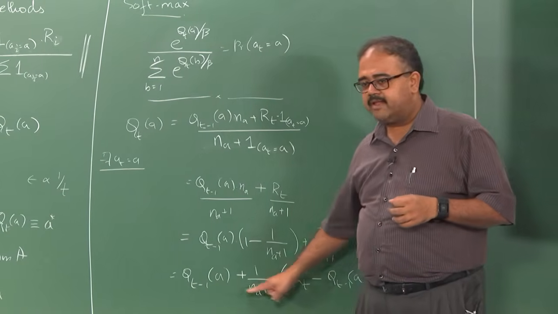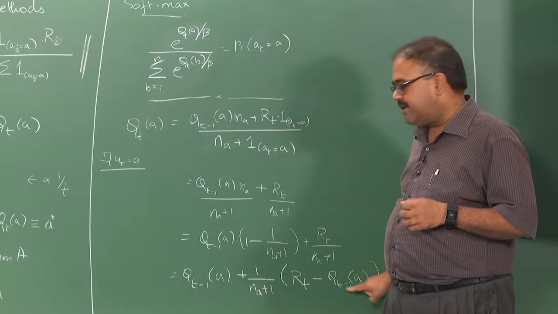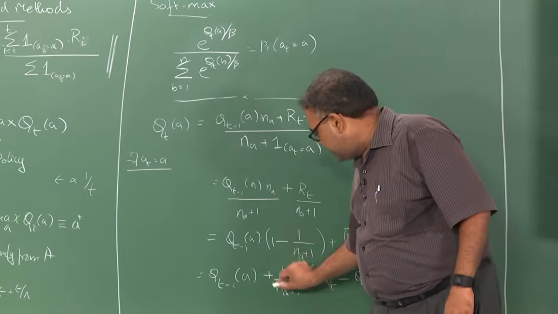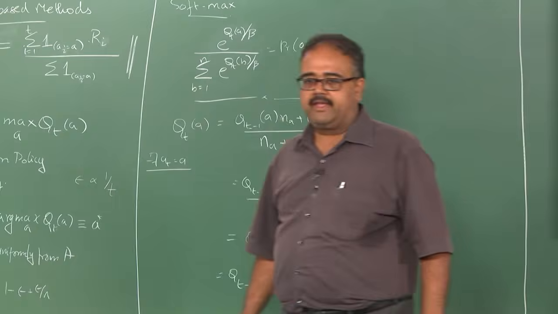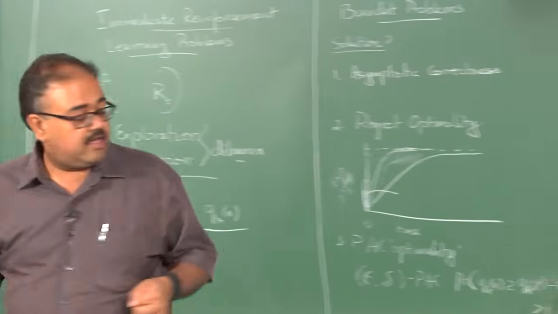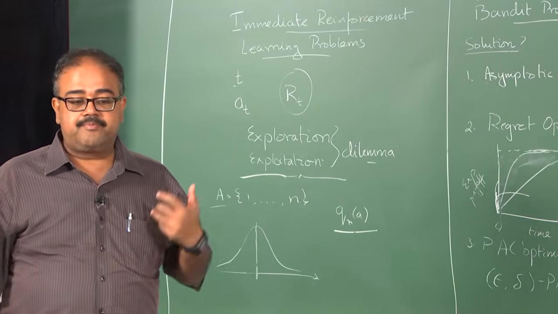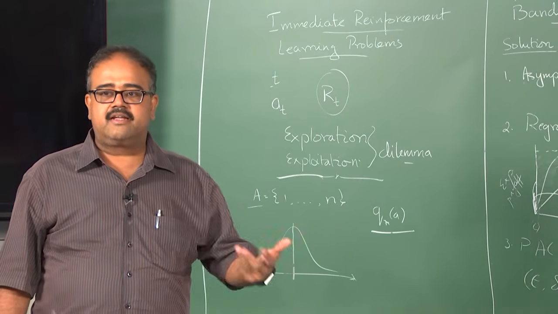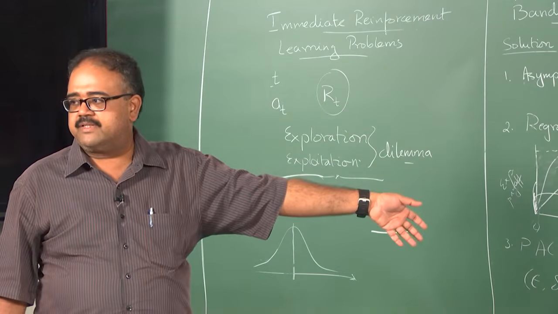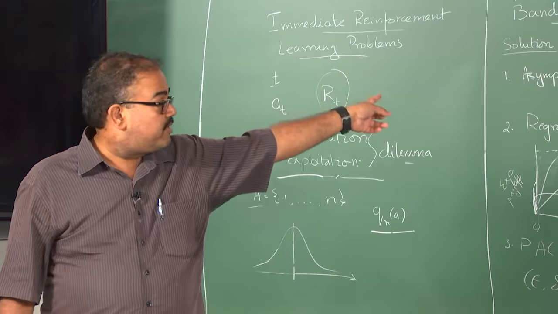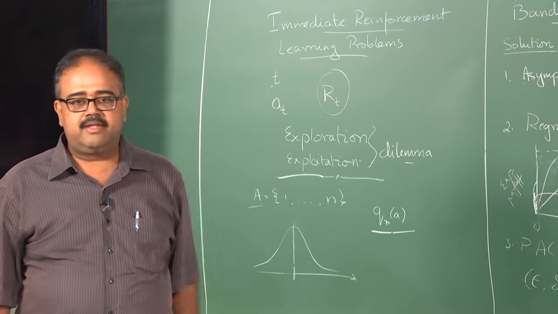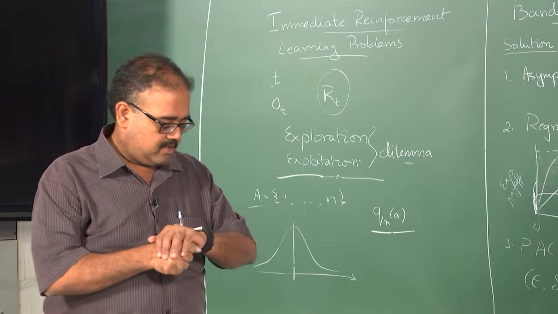So current estimate plus target minus current estimate. And this particular choice for my alpha here, 1 by Na plus 1, gives me the exact average. I did no approximations anywhere. This gives me exactly the same estimate as I would have obtained by storing all the values and taking the average at every time.